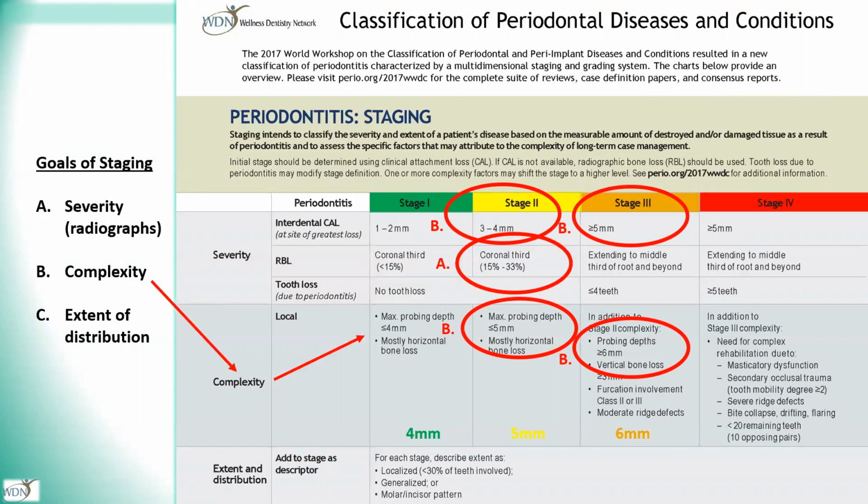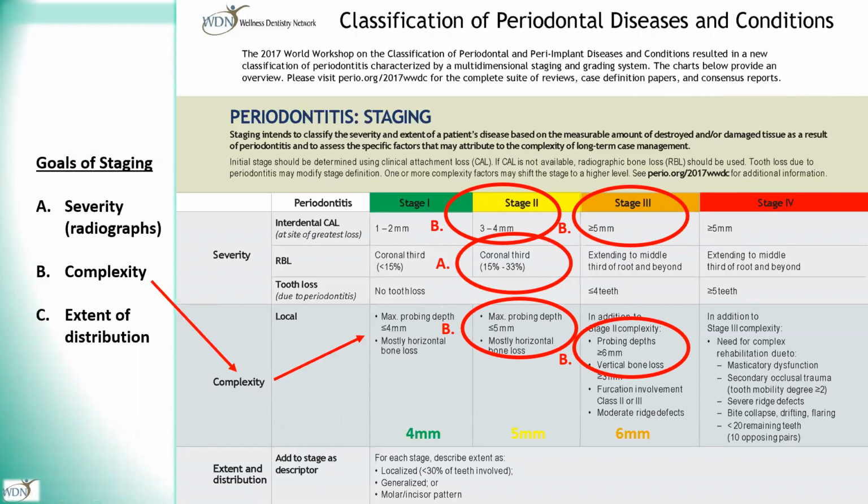We have some isolated spots of more than 5 millimeters of clinical attachment loss. These are our top 2 circles. And then in the bottom 2 circles, we have our maximum probing depth is 5. We have a lot of those, 9 of those, but we have some that are greater than 6.